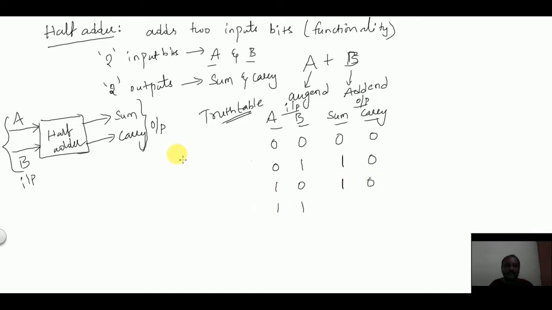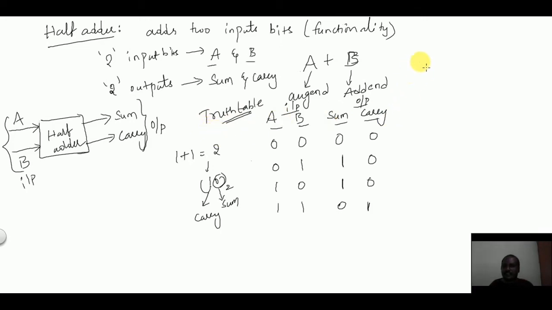So 1 plus 1 in decimal is 2. If you convert that into binary, it will be 10 base 2. So this 0 will be the sum, that is the resultant, and this 1 will be propagated as carry. So when you add 1 plus 1, the sum is 0 and carry is going to be 1. This is the truth table of the half adder circuit.